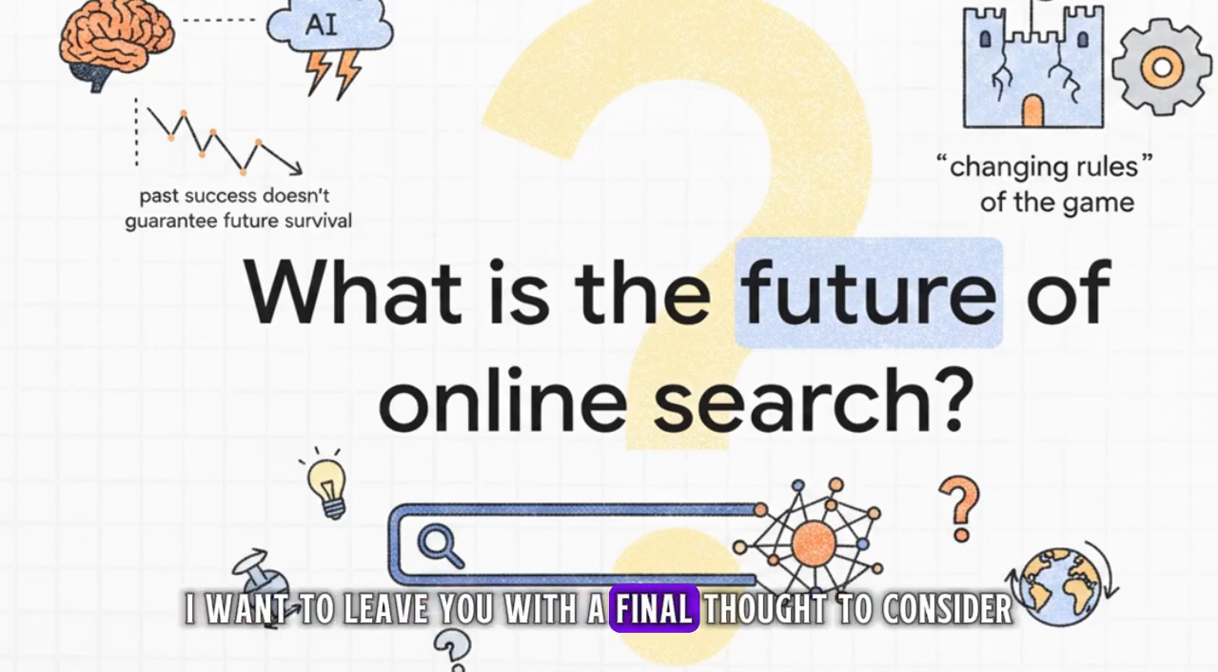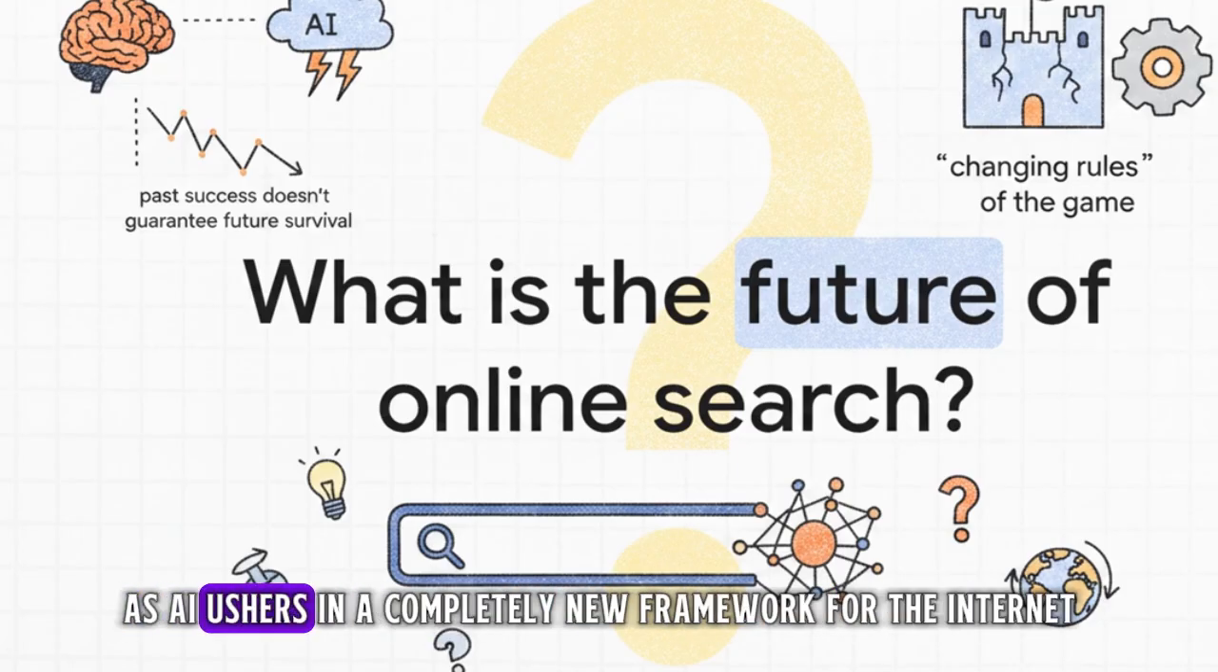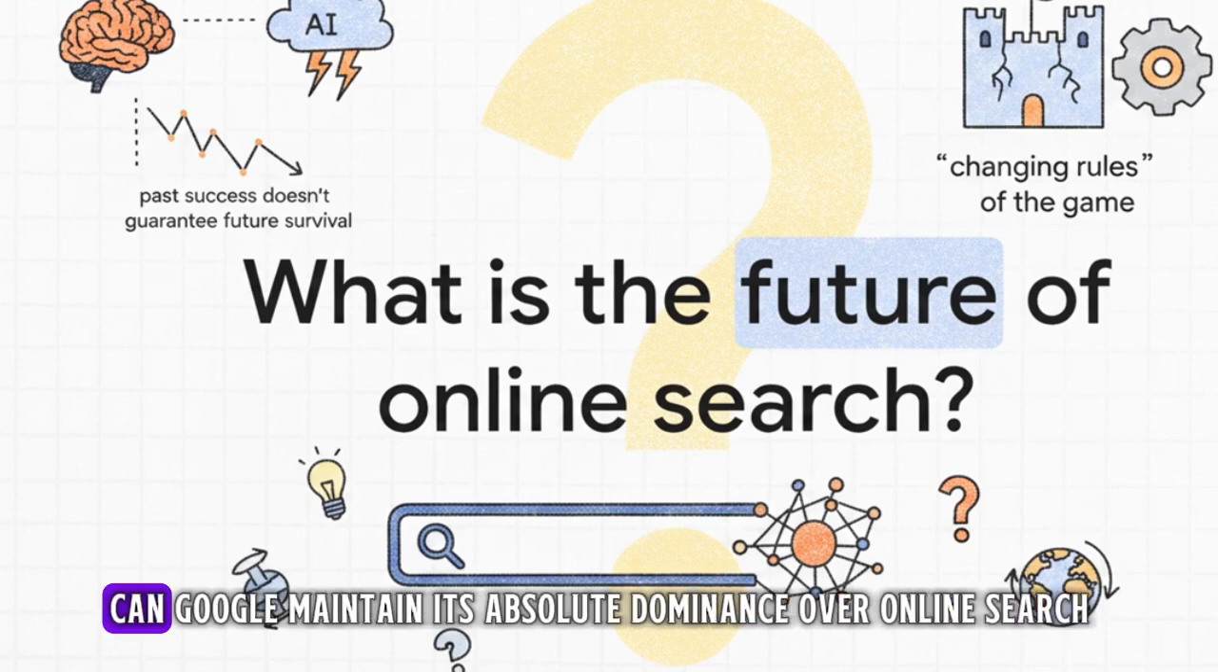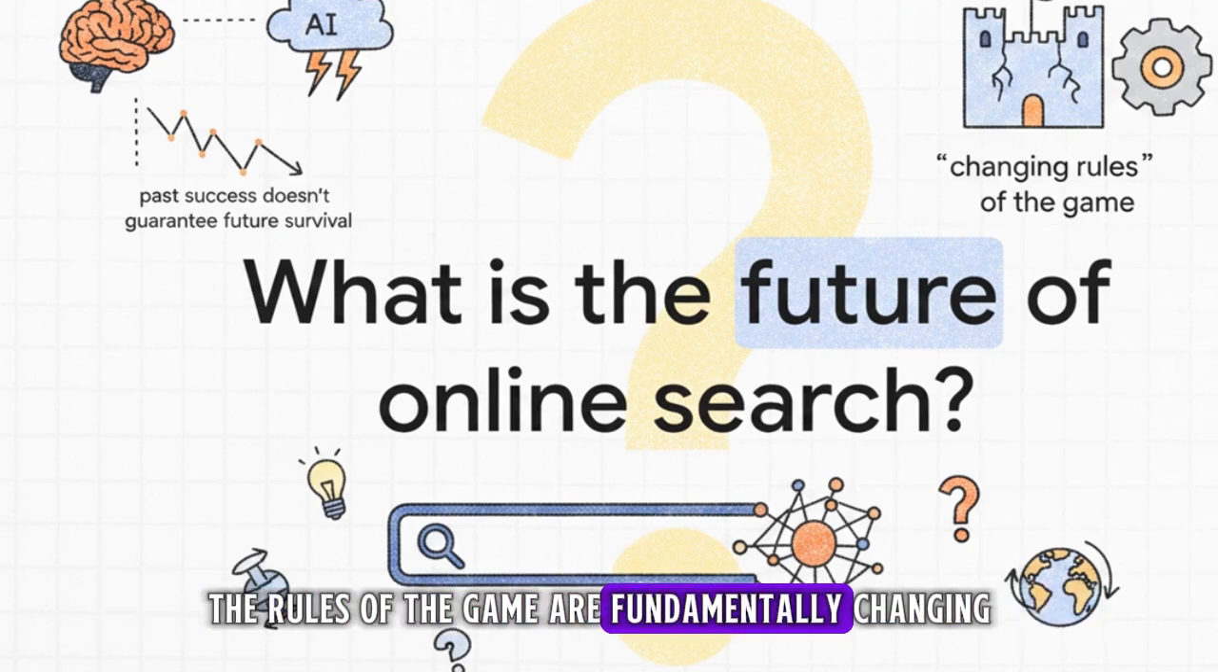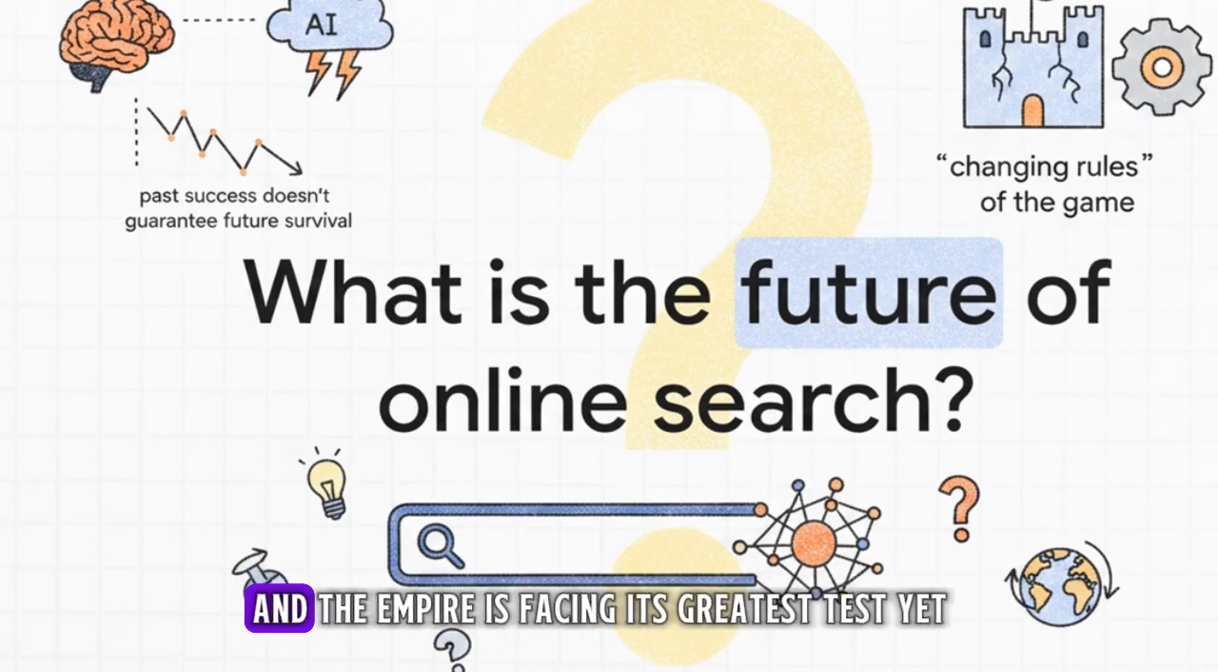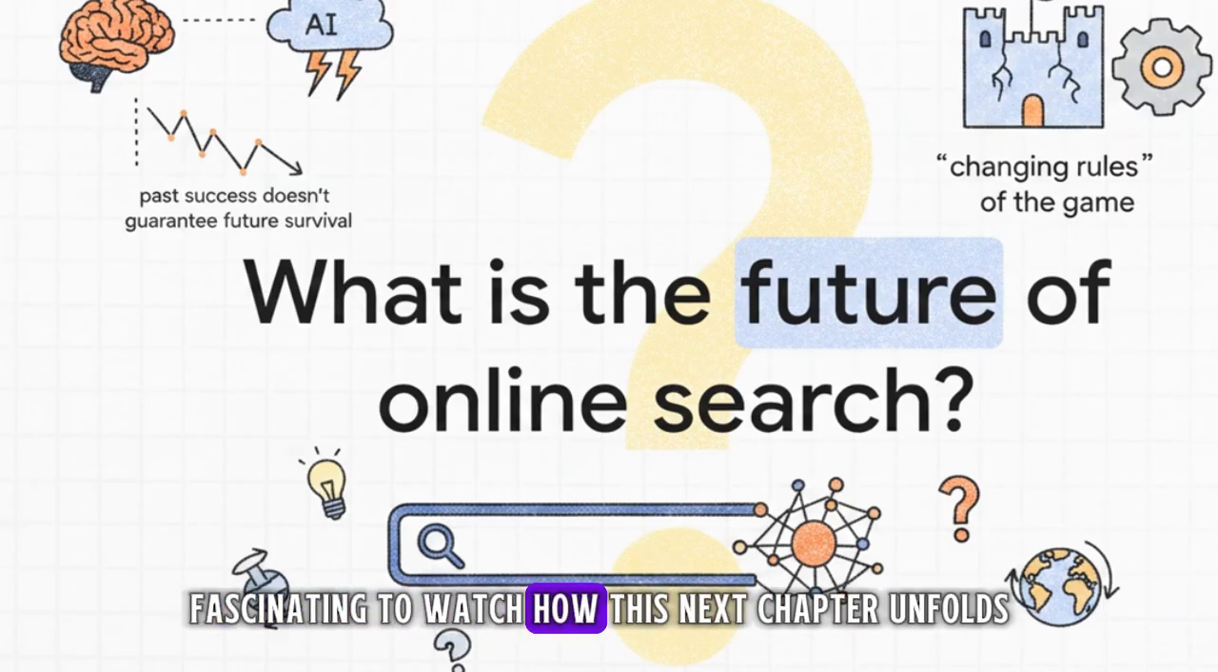I want to leave you with a final thought to consider. As AI ushers in a completely new framework for the internet, can Google maintain its absolute dominance over online search? The rules of the game are fundamentally changing, competitors are moving fast, and the empire is facing its greatest test yet. It's going to be absolutely fascinating to watch how this next chapter unfolds.